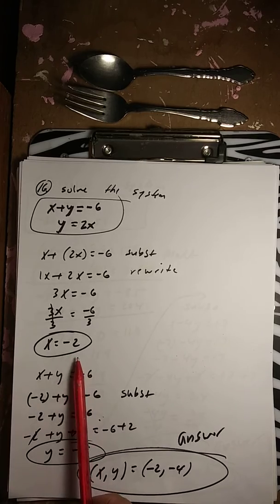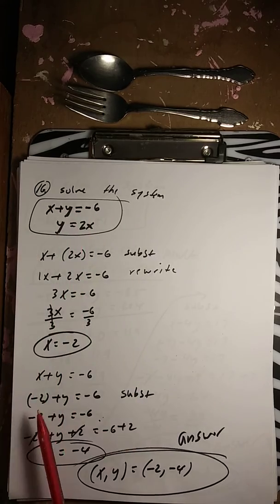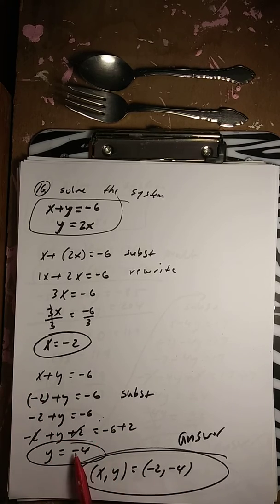I know the answer for x, so substitute back into the original problem, this up here. So x is going to be negative 2 plus y. Negative 2 plus y. Add 2. So y is negative 4. So x and y are going to be negative 2 and negative 4.